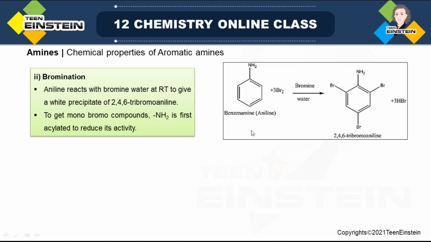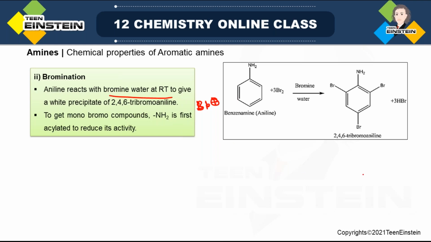In this case, the electrophile is Br+. Remember we are discussing electrophilic substitution. That means some electrophile will come towards aniline, that is aromatic amine, and any of these hydrogens at ortho, meta, para will be replaced by Br. Now, when you are using bromine water at room temperature, RT, that means around 25 degrees centigrade, what type of product will you get?